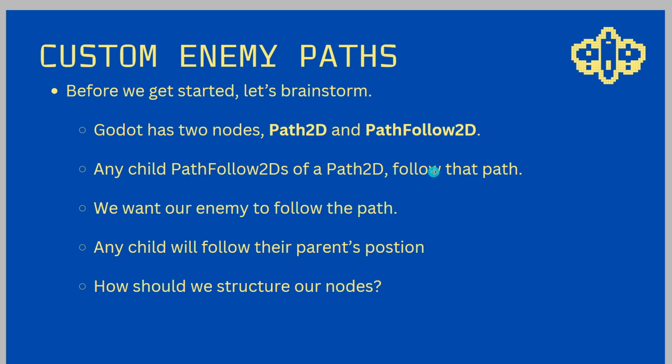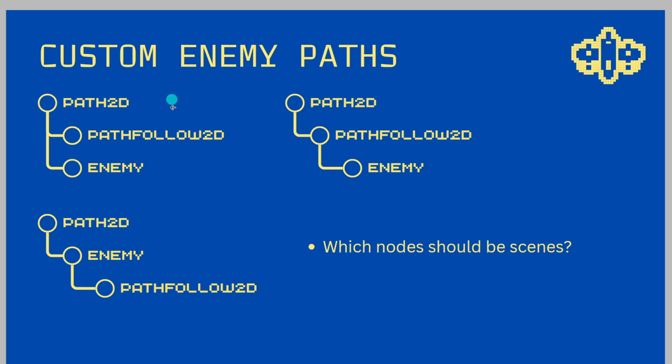We want an enemy to follow the path, and we have 3 nodes: the enemy node, the Path2D node, and the PathFollow2D node. We need to design our tree in such a way that our enemies can follow our path. There are a bunch of different trees here, and I want you to think about them. For example, if enemy is a child of Path2D and I move this Path2D node, the enemy moves along with it. Think about which of these trees has the properties that we most desire.